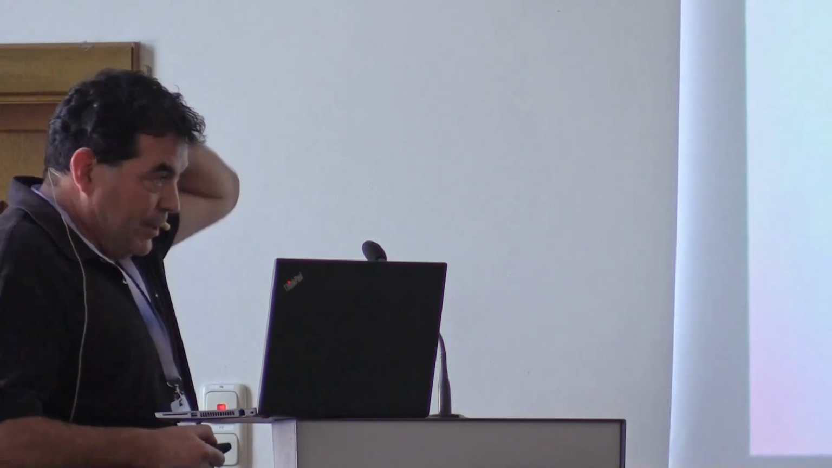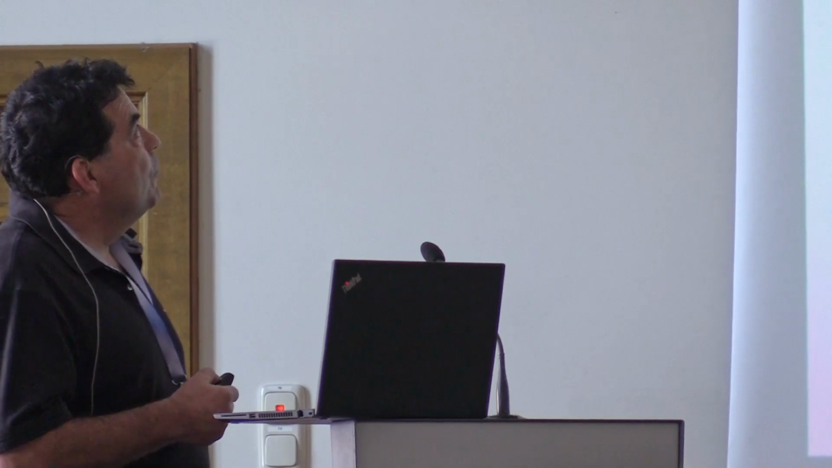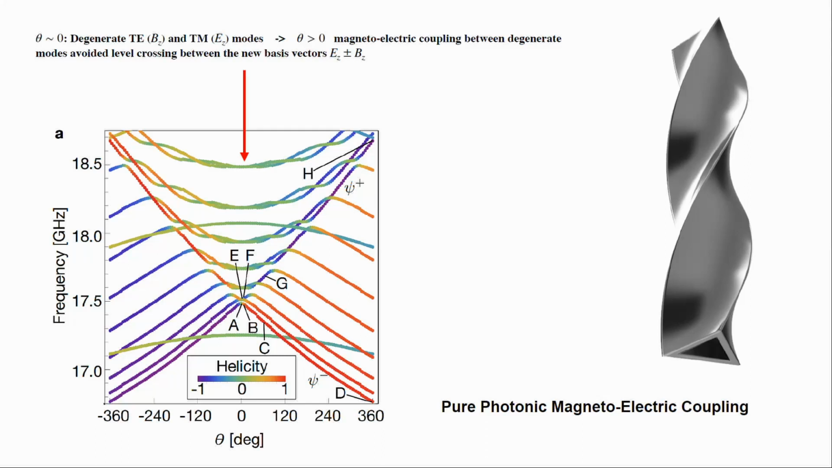So if we want to explain this a bit further, when theta equals naught and we have an equilateral system, where it could be square, it could be triangle, but the sides are the same, you pretty much have a degenerate TE and TM mode. And as you twist it, you get a magnetoelectric coupling between degenerate modes. So there's a magnetoelectric coupling without any material. That's what's going on. So the basis set of your vectors go from your normal TE, TM mode system to this EZ plus or minus BZ. So that hasn't been done in microwaves before, only in optics. So these resonators have a totally new property, which is a pure photonic magnetoelectric coupling between modes.